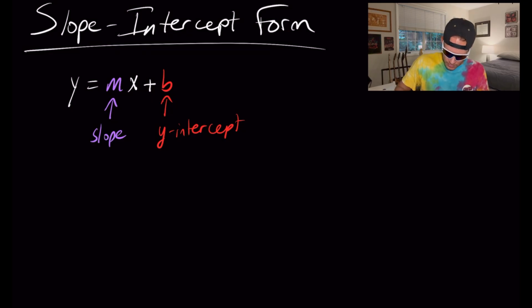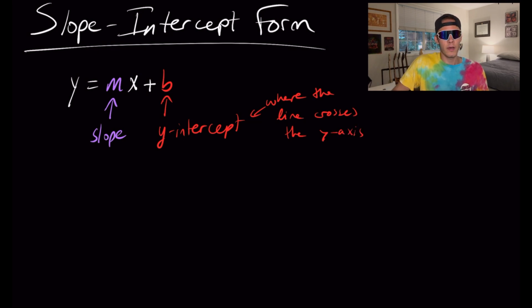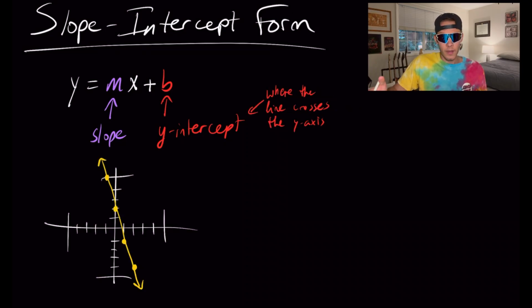is where the line crosses the y-axis. We talked about that when we did graphing lines using intercepts, right? So that's where the line crosses the y-axis. All right, so we got a line here, the graph of a line, and we want to be able to figure out what's the equation of this line just by looking at it.